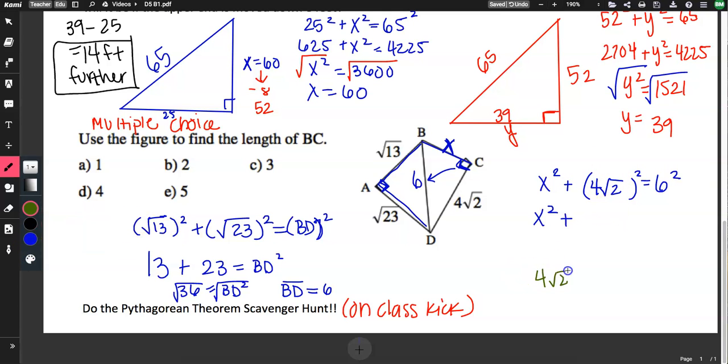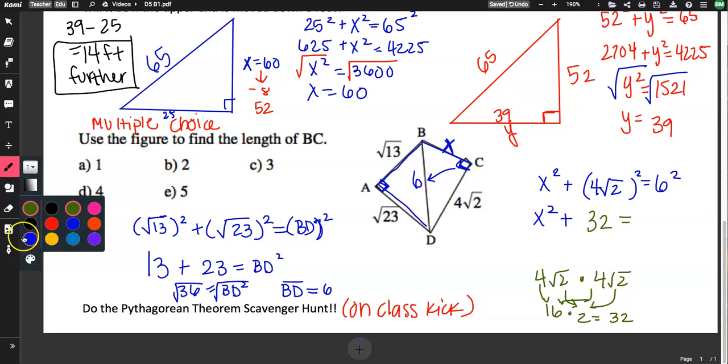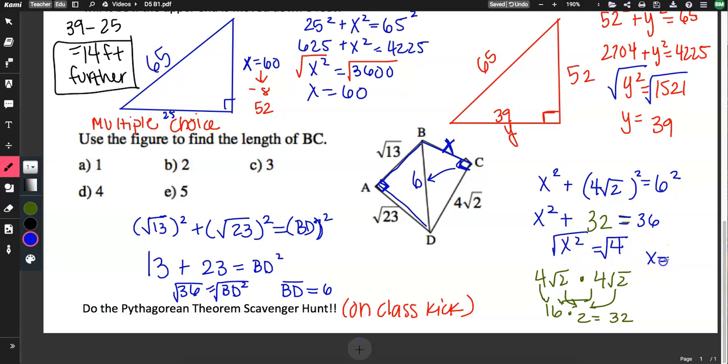4 root 2 squared means you're multiplying 4 root 2 times itself. 4 times 4 is 16. Root 2 times root 2, that's kind of confusing, is just 2. 16 times 2 is 32. 6 squared equals 36. So x squared equals 4. Square root both sides. Therefore, x equals 2.